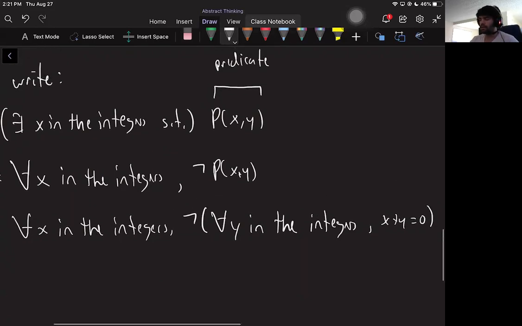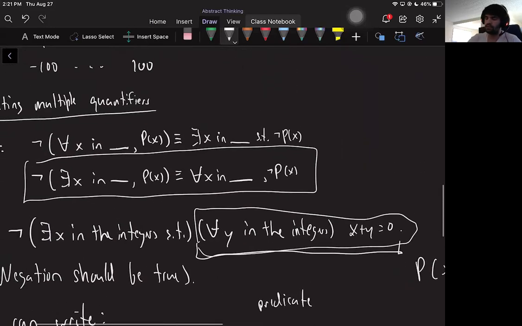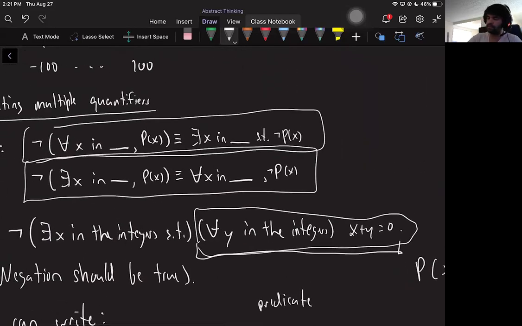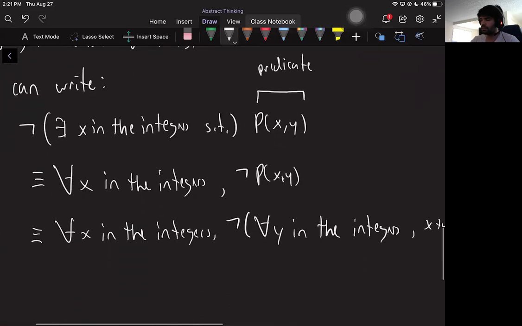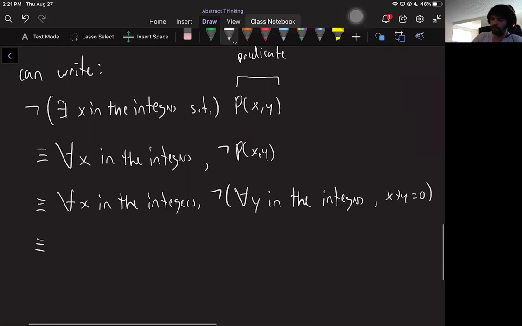And now this is just a negation of a for all, which that's what this rule is for. We already have that rule. So if I negate a for all, it becomes a there exists.